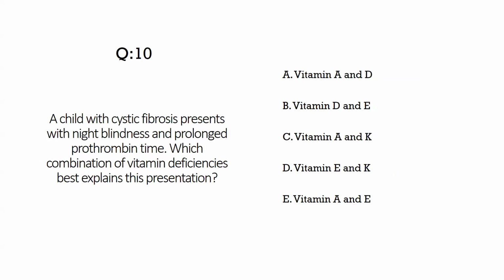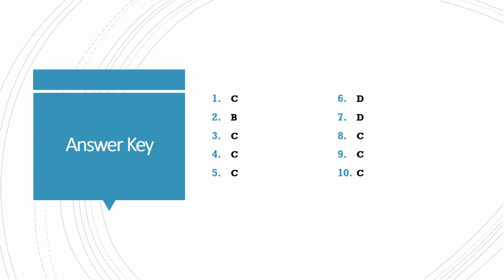Question number 10: a child with cystic fibrosis presents with night blindness and prolonged prothrombin time. Which combination of vitamin deficiencies best explains this presentation? Option A, deficiency of vitamin A and D. B, vitamin D and E. Third option is vitamin A and K. Fourth option is vitamin E and K. And fifth option is vitamin A and E. C. Yes, C is the right answer. This is the answer key.